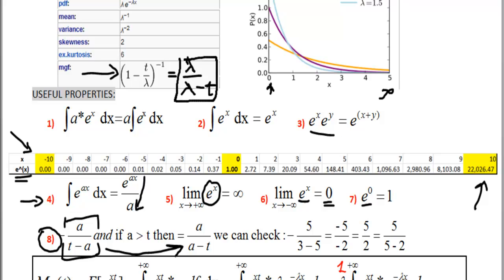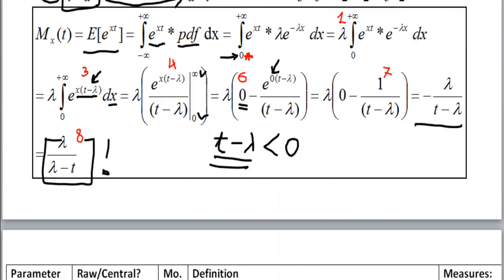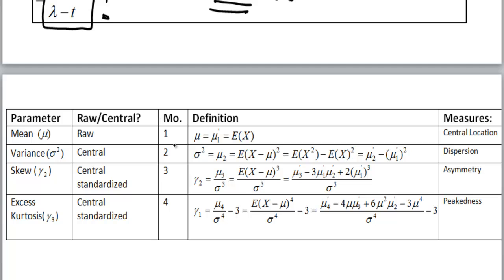In the next video, we will use the moment generating function to derive the first 4 moments of the exponential distribution. Thank you.